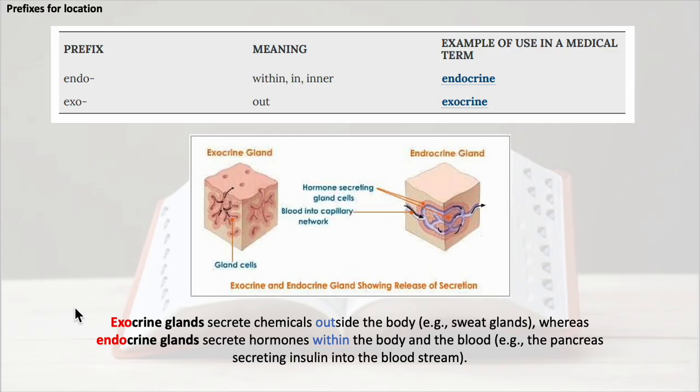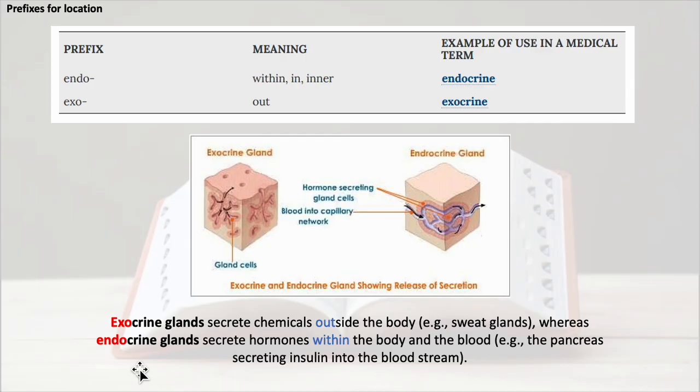So if, under extreme exercise, for example, or being in extremely warm conditions, the body gets too warm, one of the mechanisms that the body uses to reestablish homeostasis and reduce our body temperature is producing sweat. So the exocrine glands, exo because it's out, release sweat from the body to the outside of the body, right? Now, endocrine glands secrete hormones within the body and into the bloodstream.